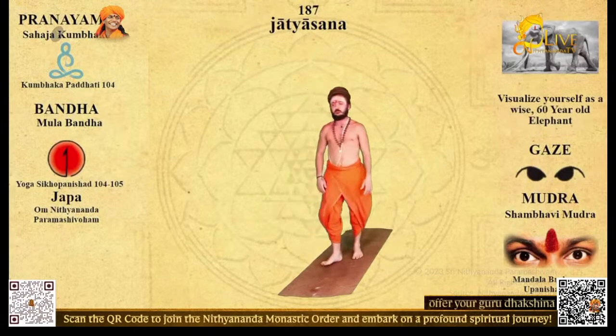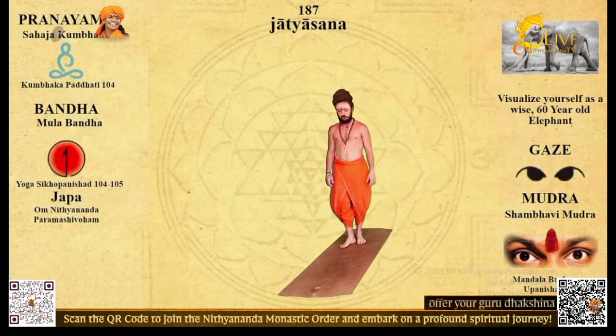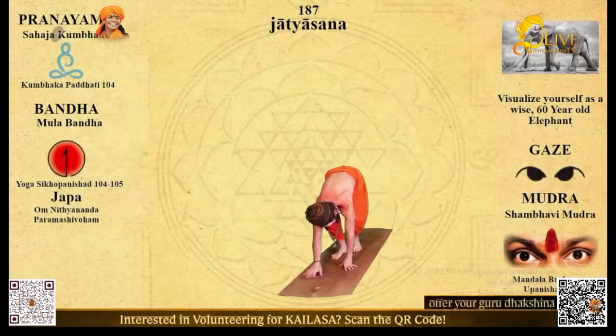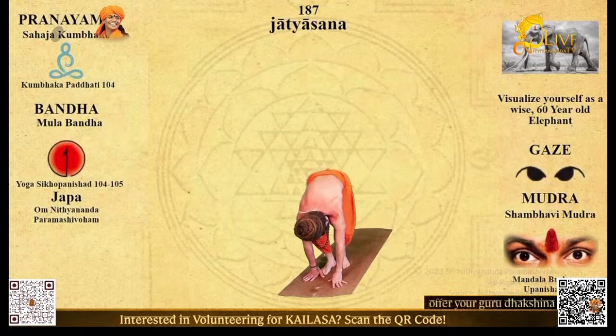Next up is Jyotisha. From a standing position, lean forward and down, place your hands on the mat, and walk around on hands and feet as you visualize yourself as a wise 60-year-old elephant.